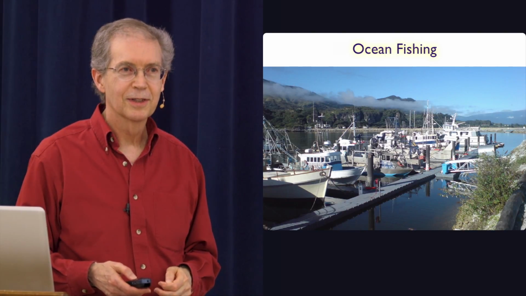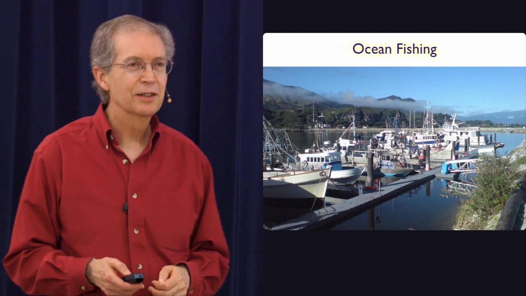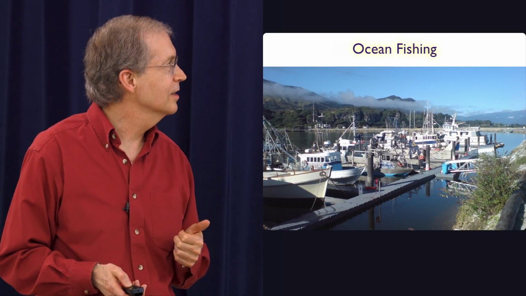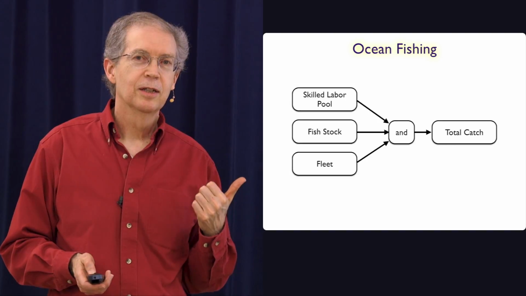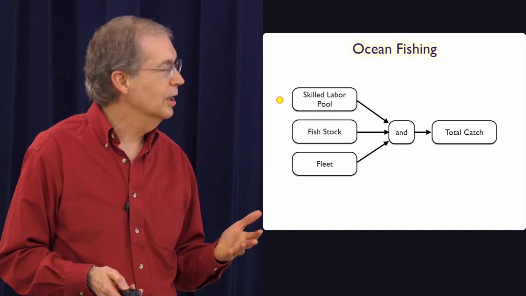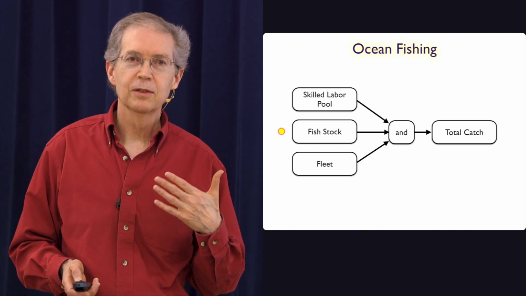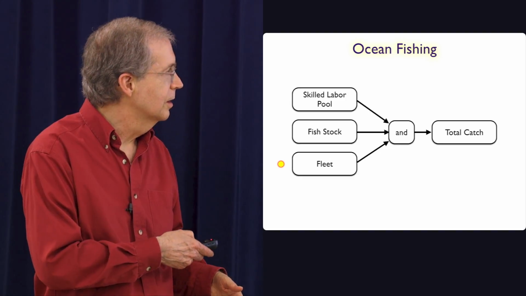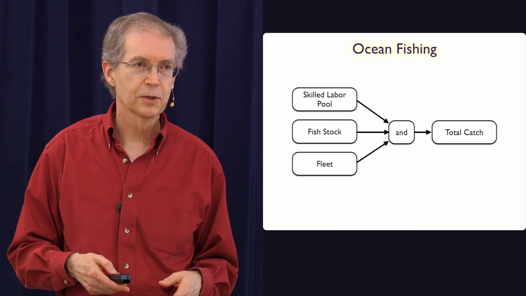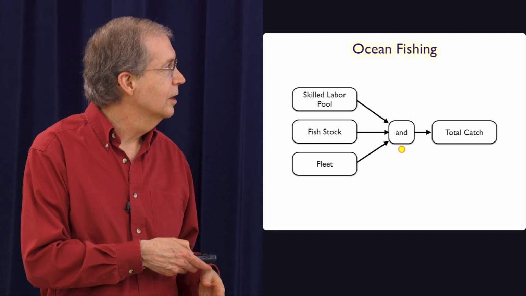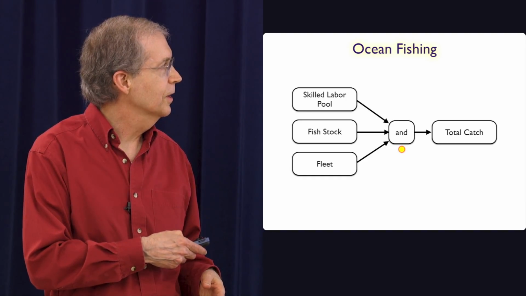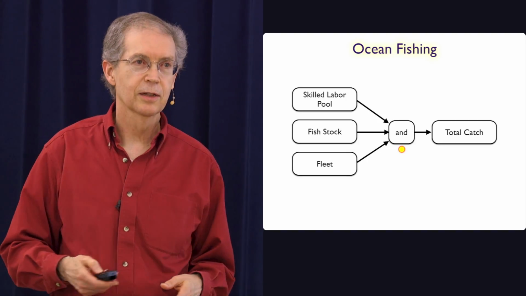Okay, ocean fishing. Really different topic. And this is not really so much about ocean fishing per se, as the way in which, for so many industrial processes, and not only industrial processes, you need skilled labor, you need some sort of resource, and you need, in this case, the fleet that will enable you to tap that resource. They're all necessary, none of them are sufficient. And they come together in this AND, which indicates that you need labor and fish and fleet in order to get any kind of catch.